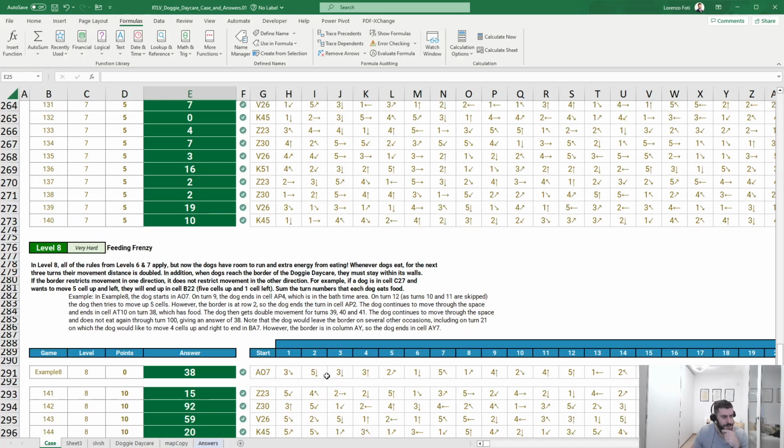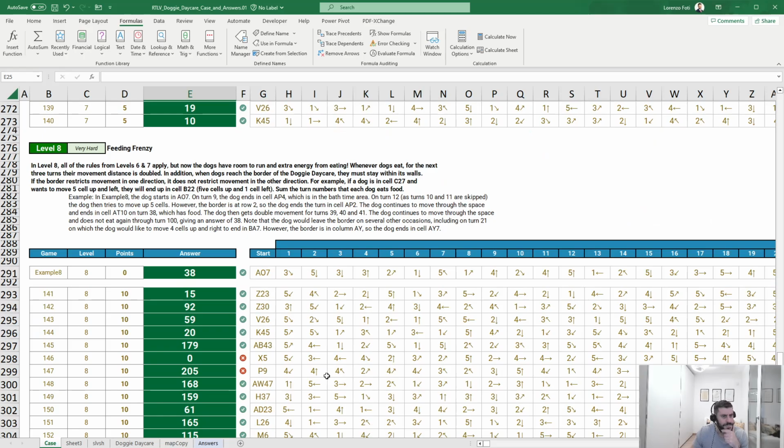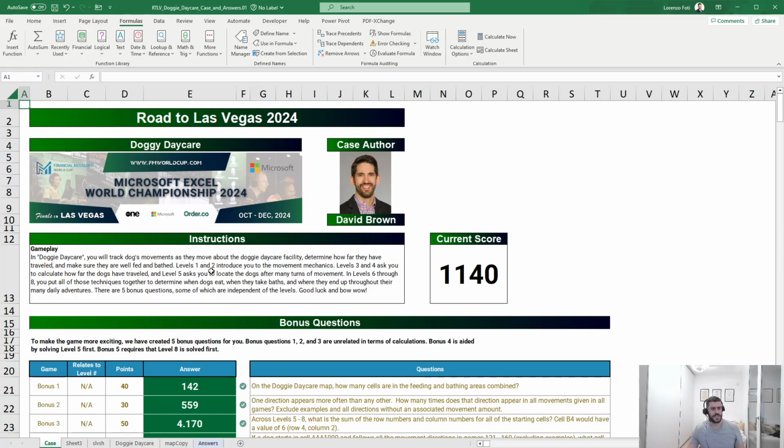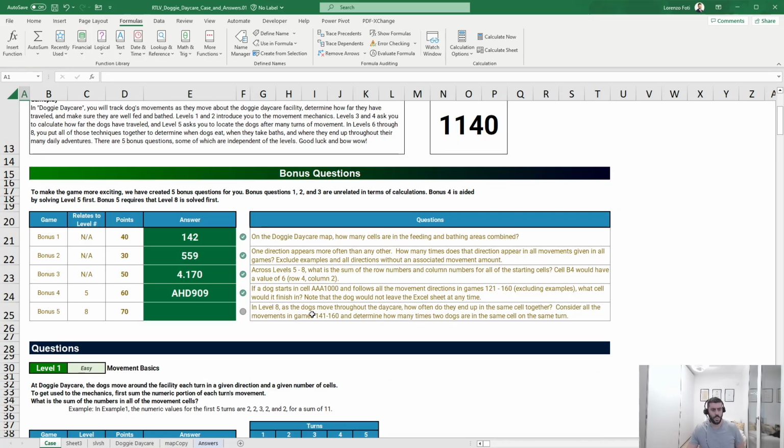Why? Do we have different dogs in level 8? Does it mean that one dog is one game of levels 141, 160? Do they end up in the same cell together? Determine how many times two dogs are in the same cell on the same turn. Yeah, potentially yes.